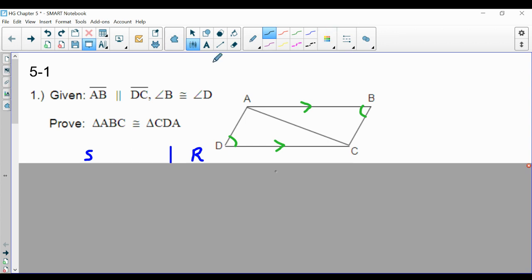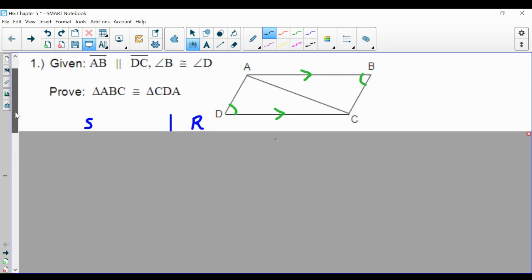hold on, lost my cursor. There we go. Because of these parallel lines, we get alternate interior angles. We get all those: alternate interior, alternate exterior, corresponding. We get that they're all congruent, which is really helpful. We already have that these are congruent, and then we also have good old reflexive properties.